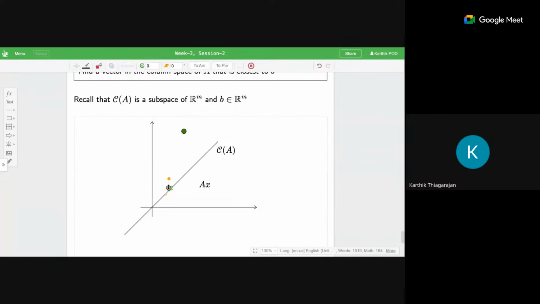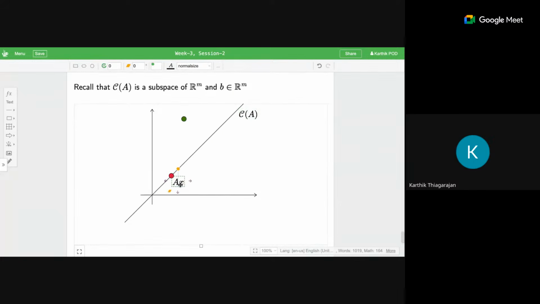So what is our goal? To find some vector Ax that is as close to b as possible. From geometry, where is that vector going to lie? It's going to be perpendicular. If you drop a perpendicular from b, wherever the perpendicular meets the line, that is where Ax is closest to b.